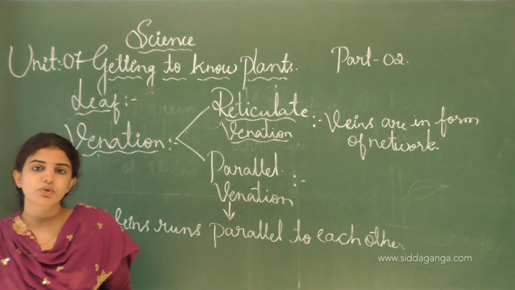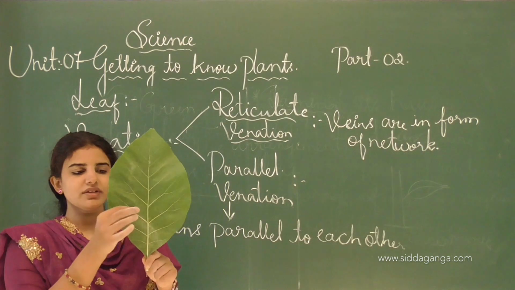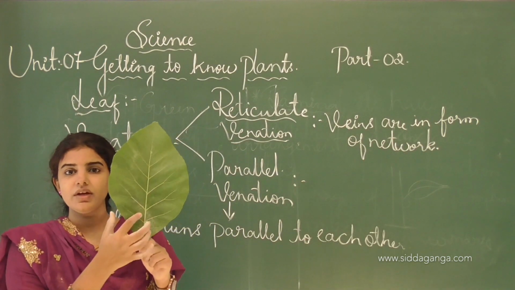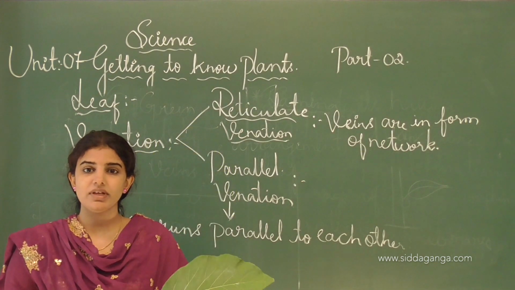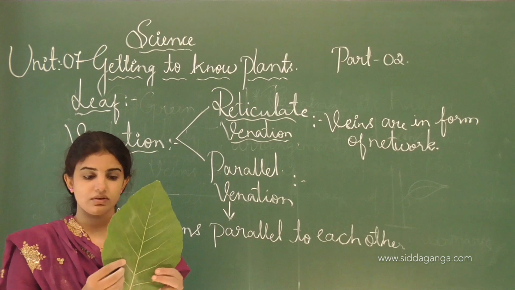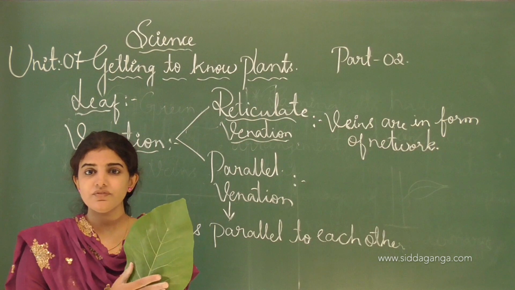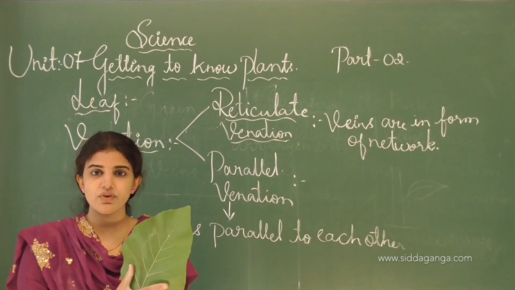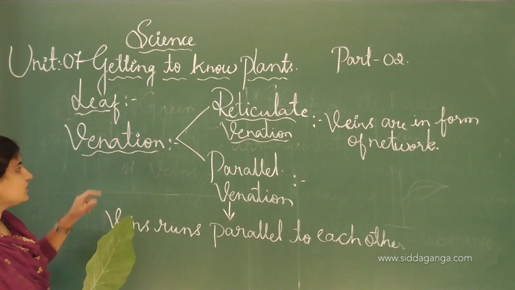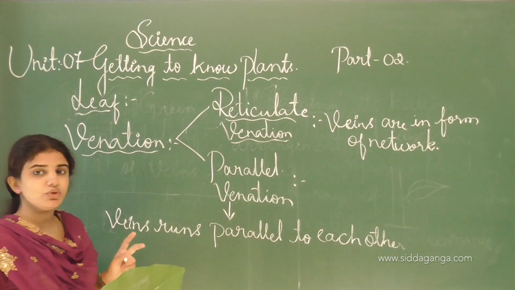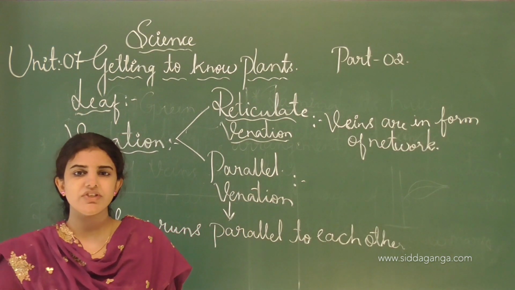And I told you that veins are nothing but the lines which are present in the leaf. This is the leaf, and here you can see lines, and these lines are nothing but the veins. The arrangement of veins is called venation, and this arrangement takes place in the leaf only. According to the venation, it is classified into two different types: reticulate venation and parallel venation.